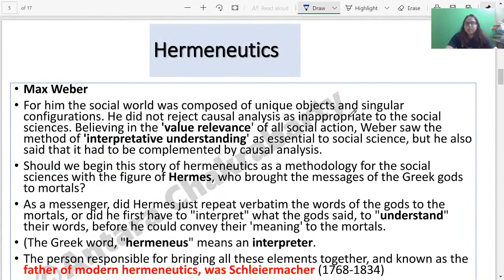In the last class we looked at positivism in detail. In today's class, we are going to start our discussion with hermeneutics.